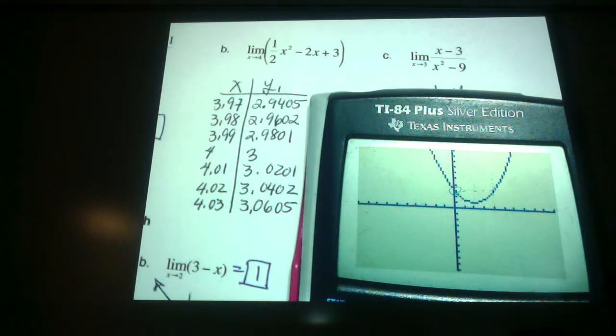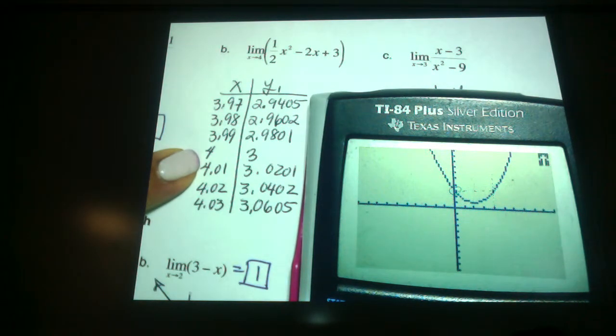Yes or no? But if I put 4 into that graph, there's no hole on the graph at 4. Couldn't I still use direct substitution? True or false? I could still use direct substitution, but my point is, whether or not there's a hole in the graph, I can still use my table.